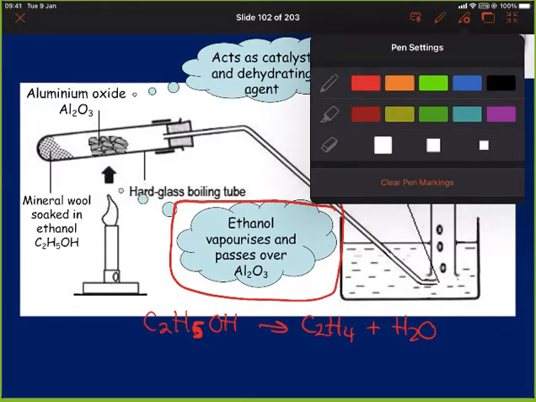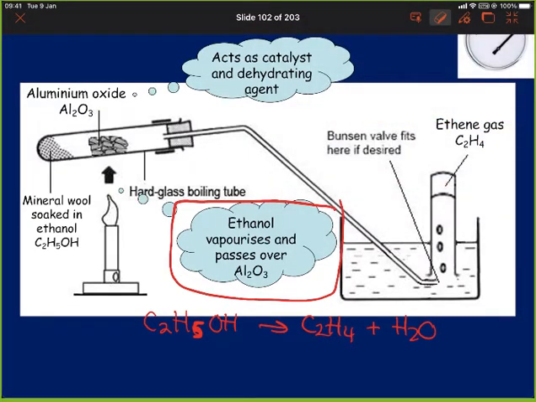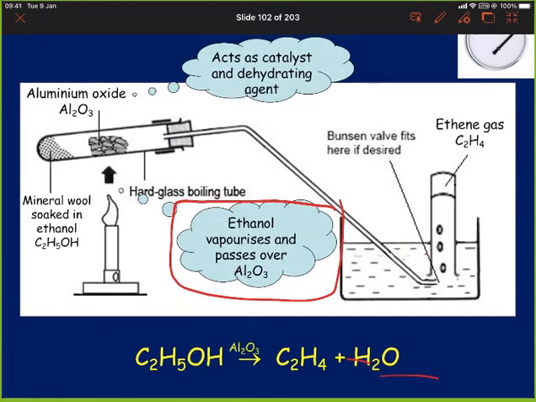So this will go, it's page 173 for me. We'll put this in there on page 173. So this might be how you'd write your equation. So you put the aluminium oxide over your arrow because it's involved but it's unchanged at the end of it.